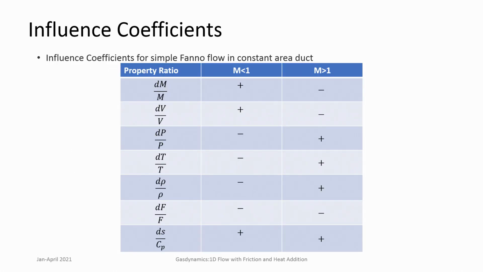in detail, that when the Mach number is less than 1, initially subsonic flow, you get an increase in Mach number, increase in velocity, pressure, temperature, density decreases, and entropy will increase. F is the impulse function that decreases. Now, if you consider the case of a supersonic flow, starting with a supersonic flow, then Mach number and velocity decrease, pressure, temperature, density will increase, and entropy always increases.